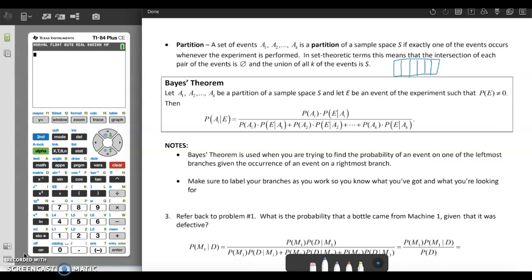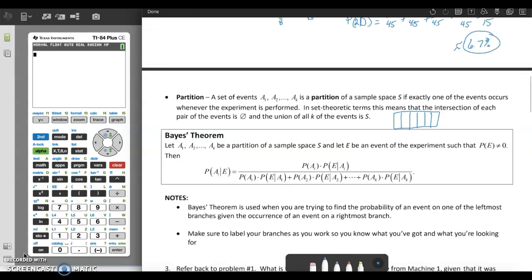Bayes' theorem is used when you're trying to find the probability of an event on one of the leftmost branches given the occurrence of an event on a rightmost branch. So you're going to do these by making tree diagrams, and you're going to make sure you label your branches as you work so you know what you've got and what you're looking for.